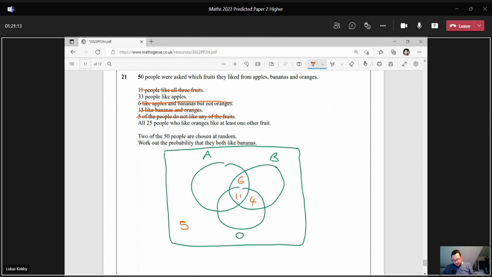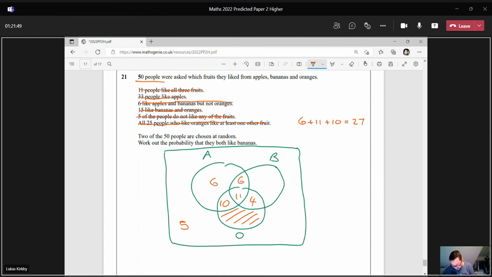And then all 25 people who like oranges like at least one other fruit. So that means this bit will be blank, because everyone who likes an orange likes something else. We've got 15 already from 11 and 4, so that means 10 must be in that box there. Then we can use this apples one, so 33 people like apples. We've got 6 plus 11 plus 10 is going to be 27, so to make up the 33, that must be 6.